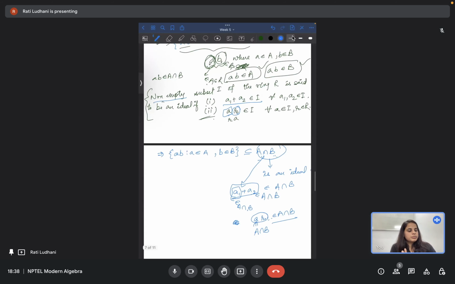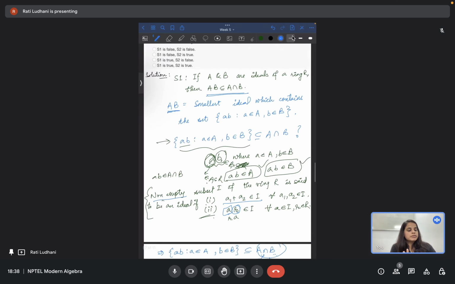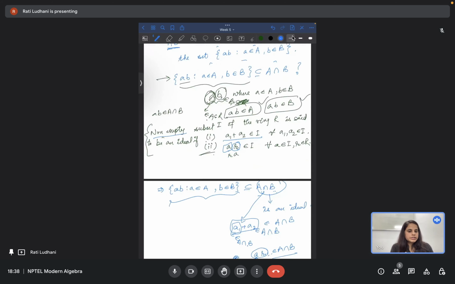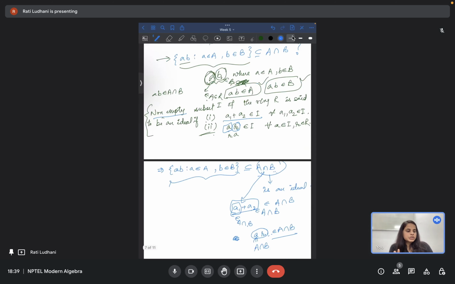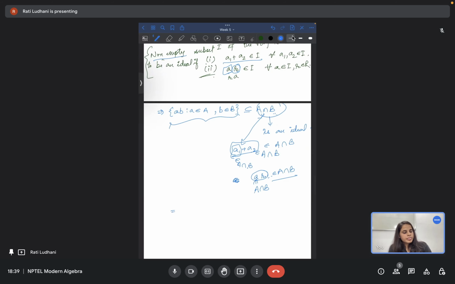Okay. Now the definition says it is the smallest ideal which contains this set. So this set is contained in A intersection B. So definitely the ideal which we are looking for, AB, must be contained in A intersection B, because that is the smallest ideal. So this implies AB, the smallest ideal which we are looking for, must be contained in A intersection B. Is that clear?